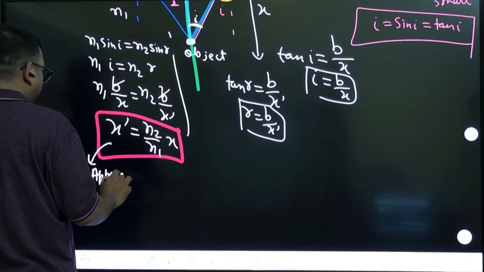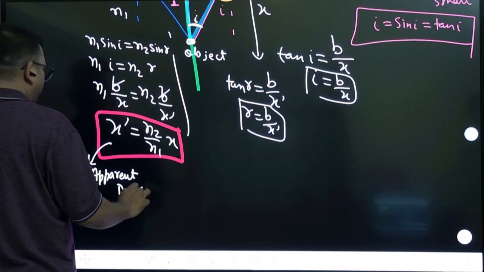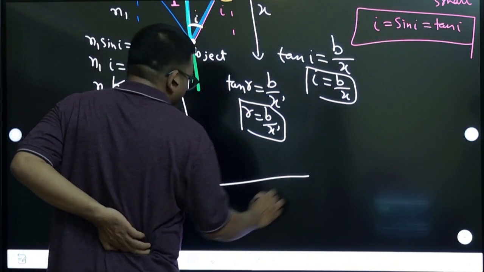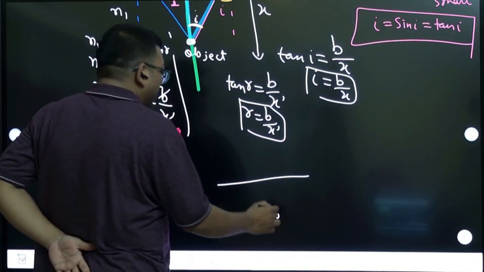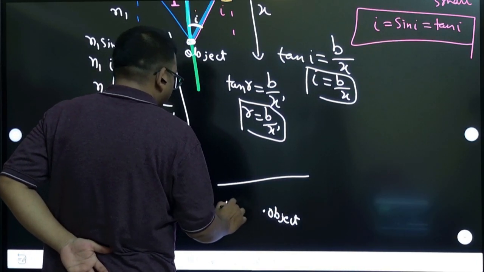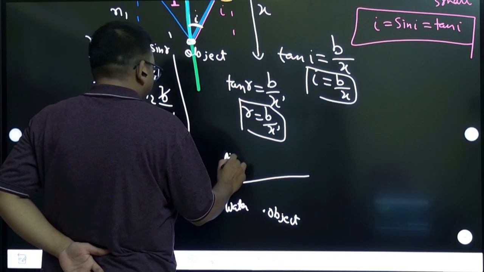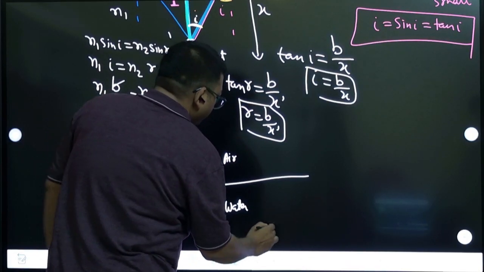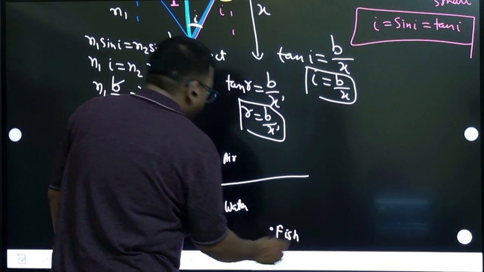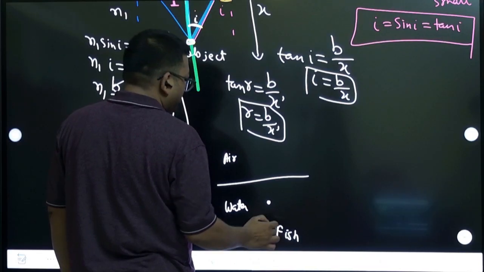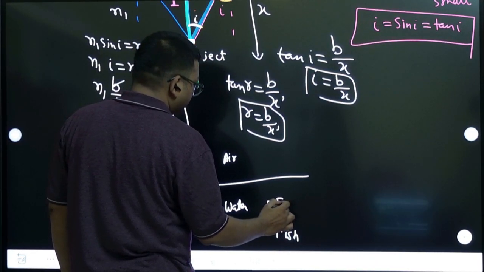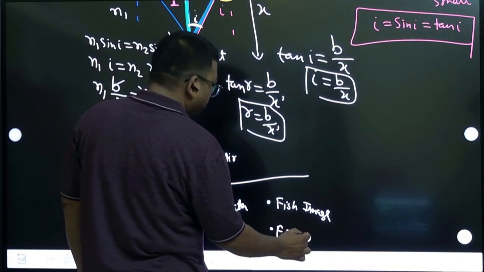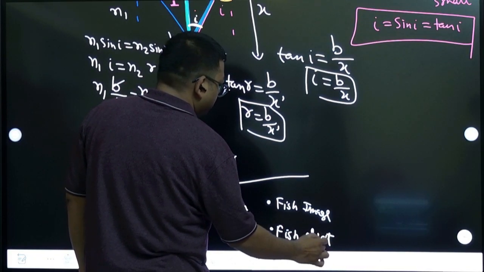Apparent depth. And note that x and x dash lie on the same side. Suppose this is water and this is air. Suppose the object is, let us say, a fish. The object is a fish. So its image will be forming here. That is the image of the fish. This fish is the object, and this fish is the image.